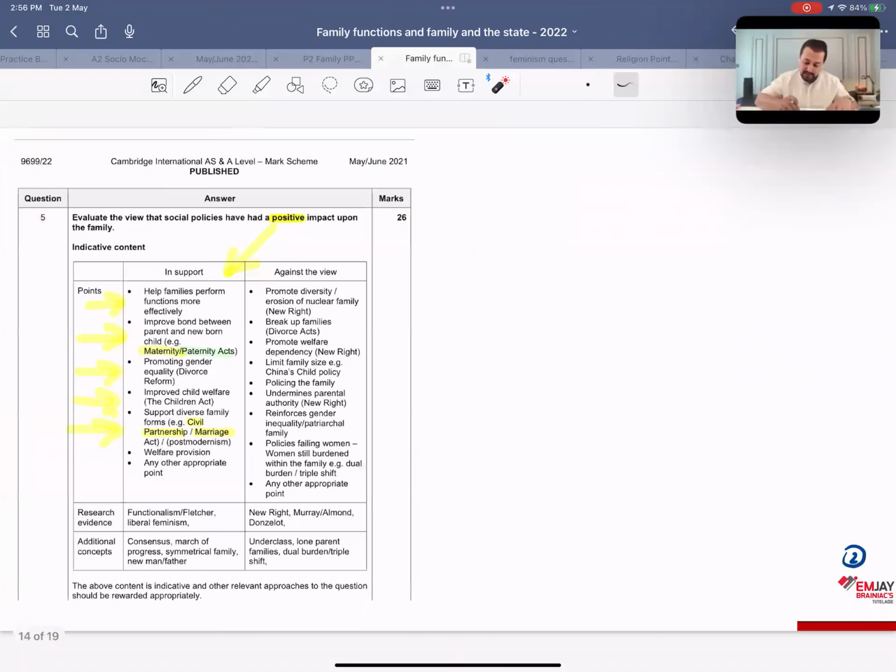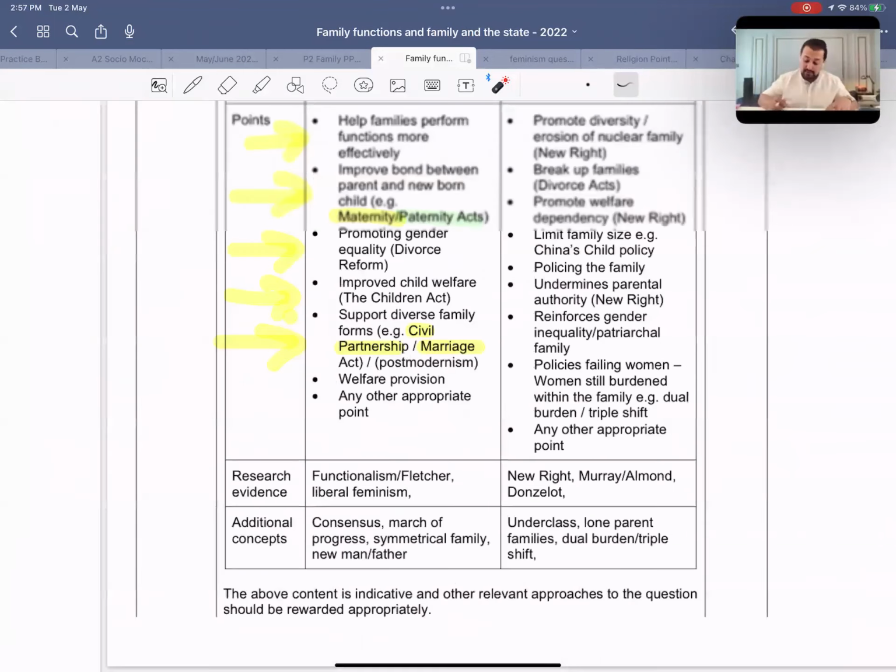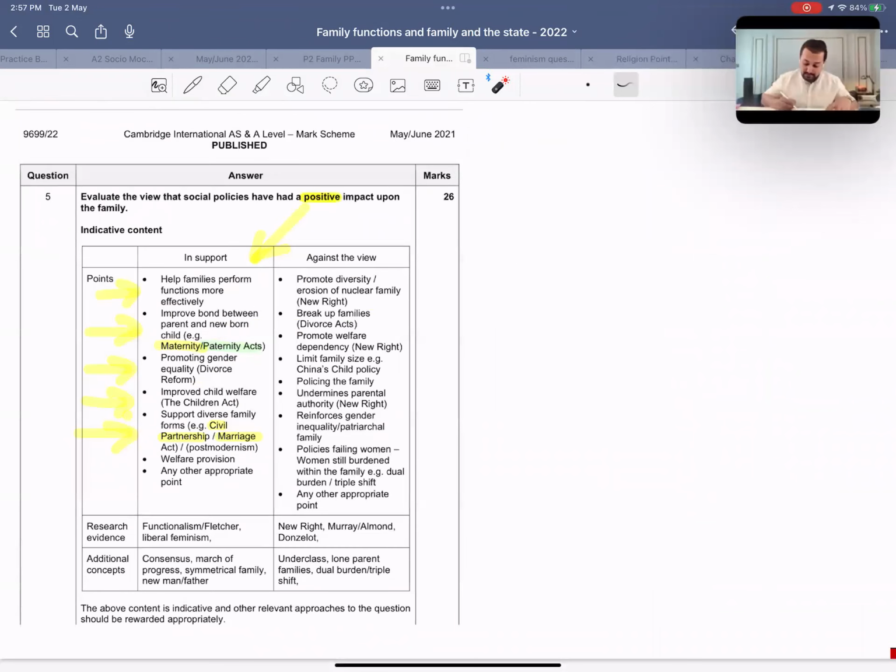Taking this ahead, again, the consensus perspective, march of progress, symmetrical family, the idea of a new man, all of this could be used. Remember, my dear, if you have a look at any 26 marking scheme, you'd see the examiner very openly, very clearly mentions that all of this is indicative content. When I say all of this is indicative content, I mean you could use content from here, or alternatively, you could use anything else as well. But remember, do not just write down. Remember, one, like I said earlier, understand the question. Number two, bring in sociology.